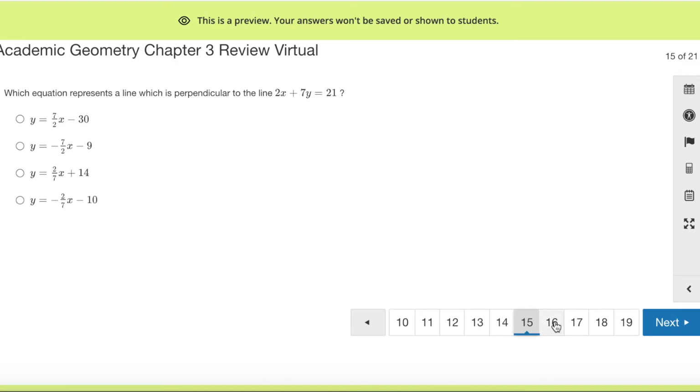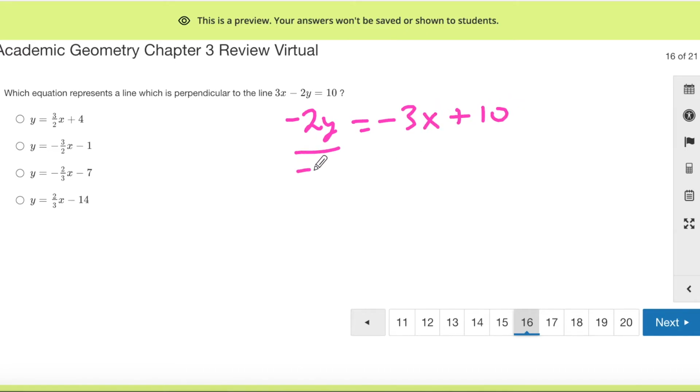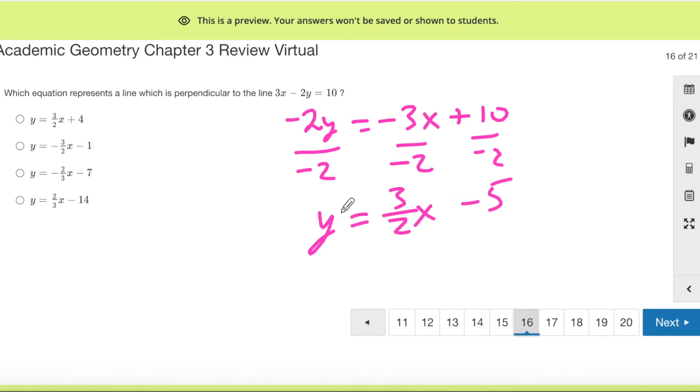Next one is another similar example. So you're going to do the same thing. Solve for y. Divide everything by negative 2. Y equals 3/2 x minus 5. My slope is 3/2. I read the problem. It says perpendicular. So my perpendicular slope is going to be the negative reciprocal, so negative 2/3. So I just want to come through here and look for negative 2/3. There we are.